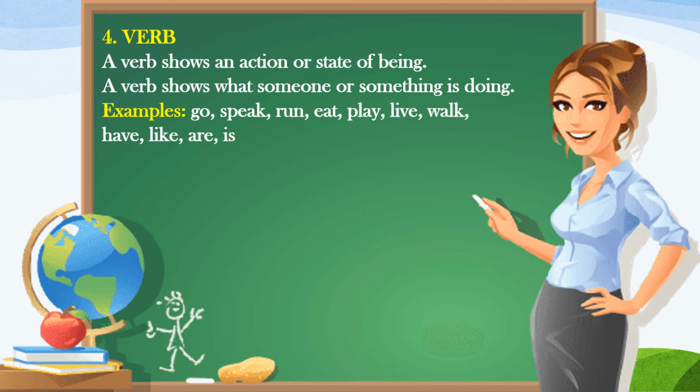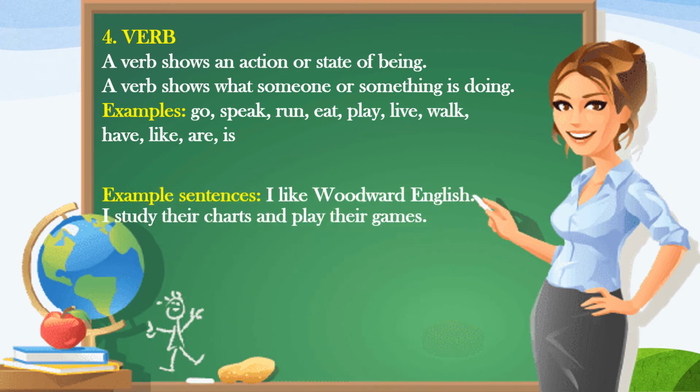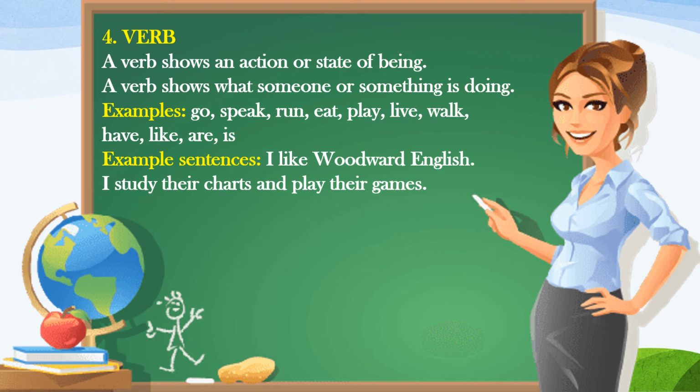What about have, like, are, is? Those are some verbs which describe a state of being. Example sentences: I like Woodward English. Where is the verb here? Like. It's a state verb and it describes a state of being.